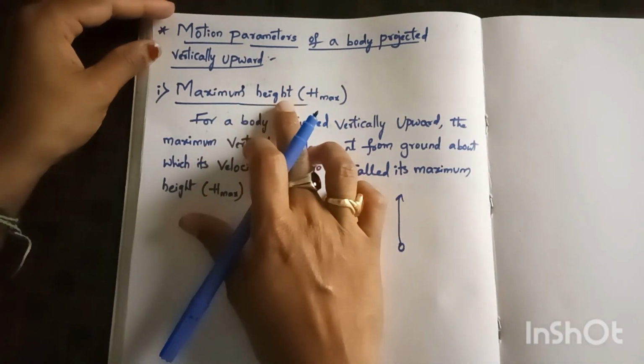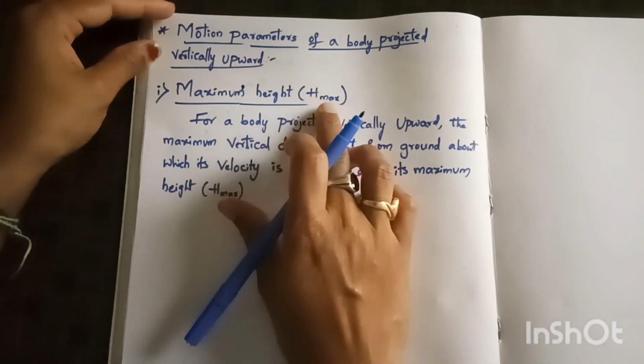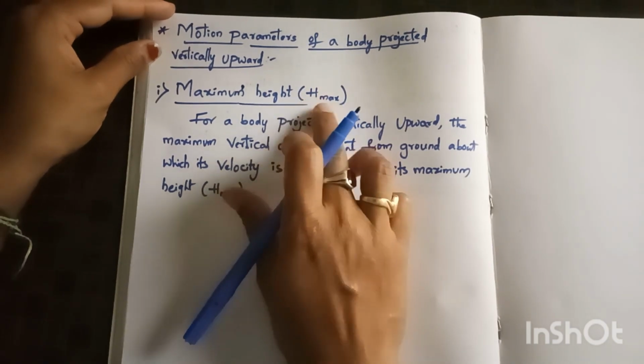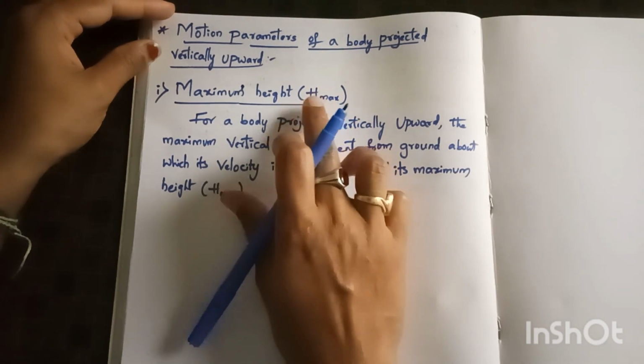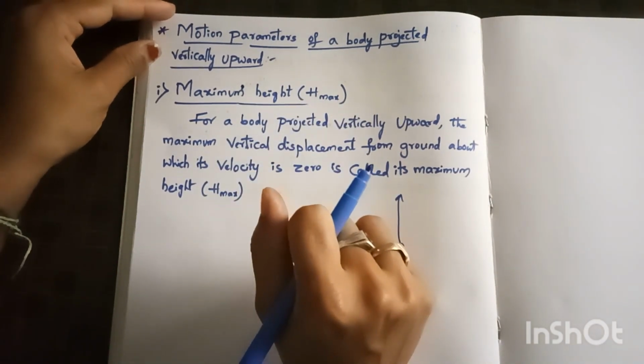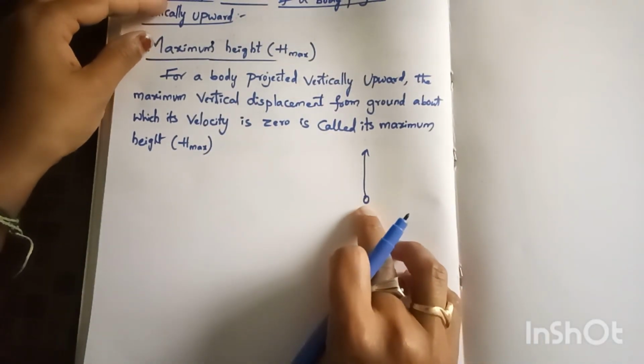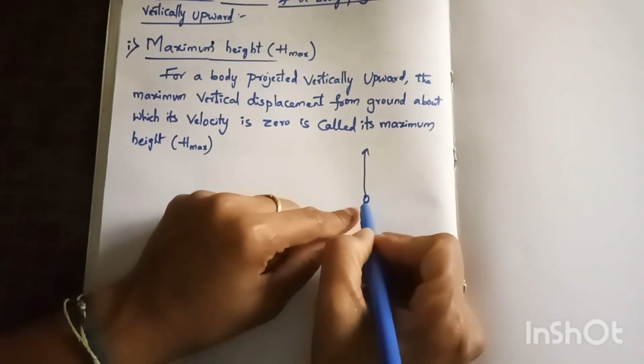Maximum height is denoted with a capital H with the suffix max: H maximum. H represents height, and max represents maximum. So, H maximum. What is meant by maximum height? First, suppose an object is projected from this point, the point of projection.